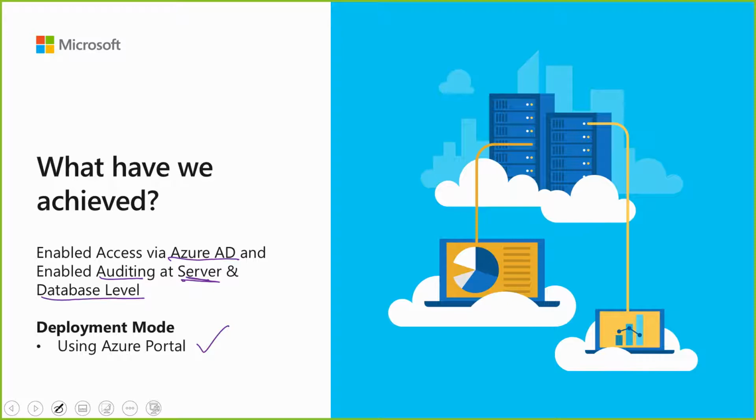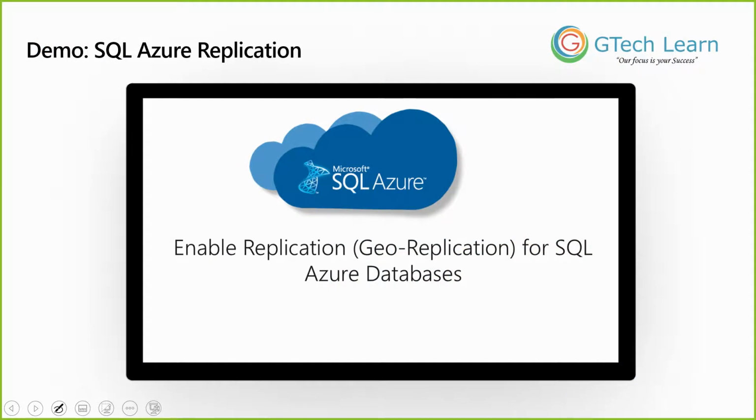Okay, let's go to our next scenario. All these things are interlinked together. So when I talk about the next option, I want to work on the SQL Azure replication scenario over here, guys. I want to show you how we enable replication, a single region replication or a geo-replication, for your SQL Azure databases. How does it work? How do we configure it?